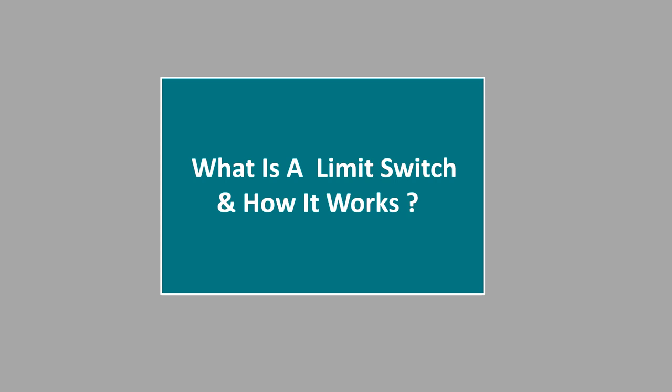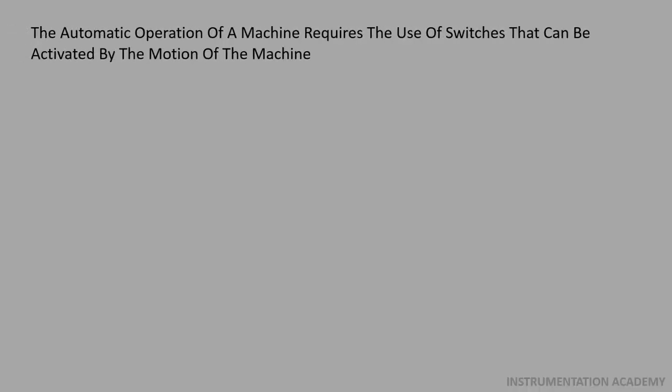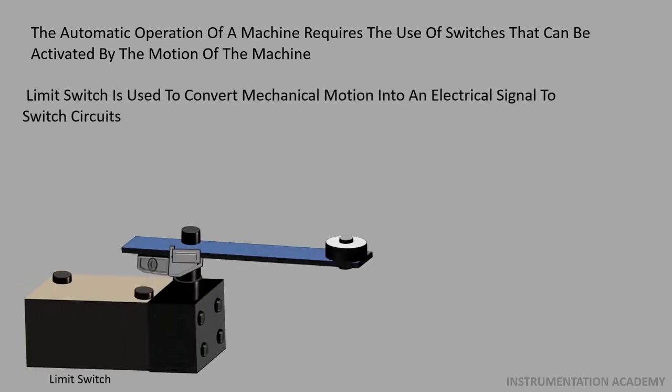In this video, we will discuss what is a limit switch and how it works. The automatic operation of a machine requires the use of switches that can be activated by the motion of the machine. A limit switch is used to convert this mechanical motion into an electrical signal to switch circuits.